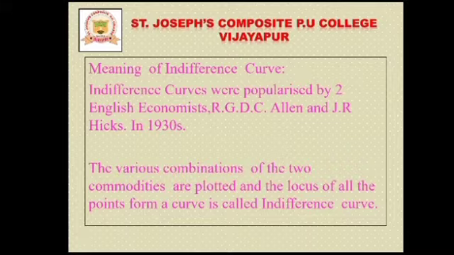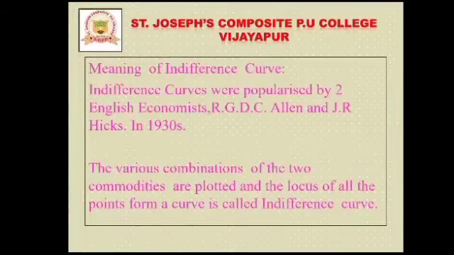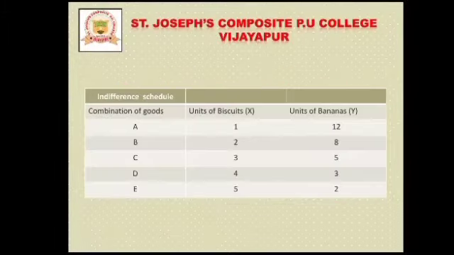Now let me discuss this indifference curve with the help of a table. Dear students, just observe the table. This is the indifference schedule. See here, combinations of goods: A, B, C, D, E, and units of biscuits, that is X commodity, 1, 2, 3, 4, 5, and units of bananas, that is Y commodity, 12, 8, 5, 3, 2.